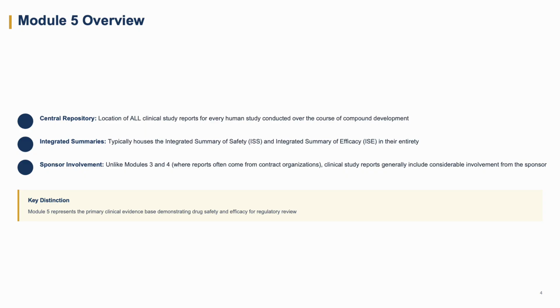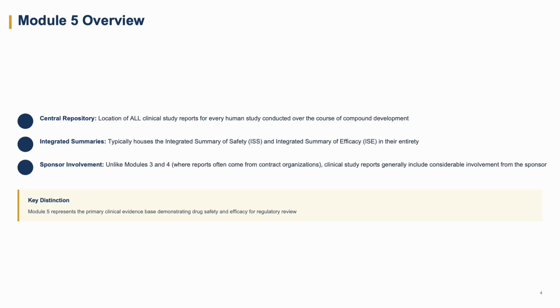First, Module 5 serves as the central repository for all clinical study reports. This means every human study conducted during drug development, from your first-in-human Phase 1 dose escalation studies all the way through your pivotal Phase 3 efficacy trials, all of these complete study reports are housed here. This also includes any supportive studies, pharmacokinetic studies, and even studies in indications you're not seeking approval for if they provide relevant safety data.